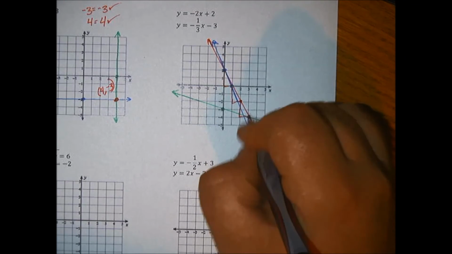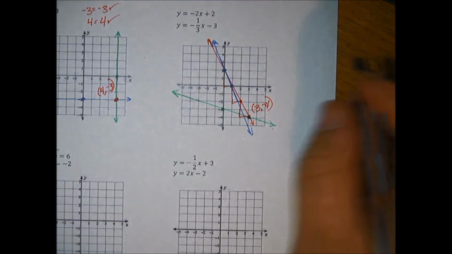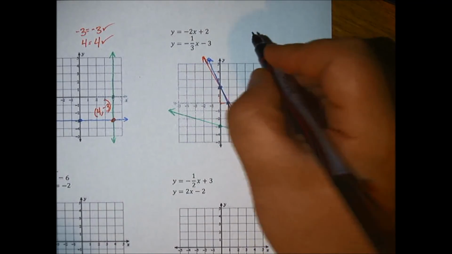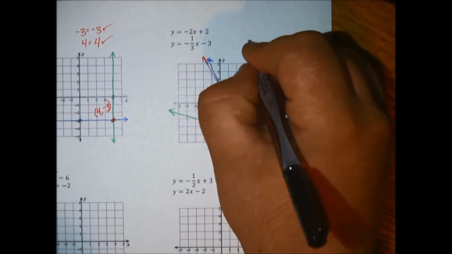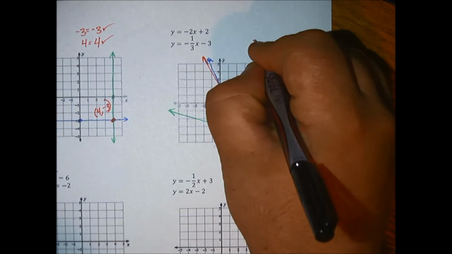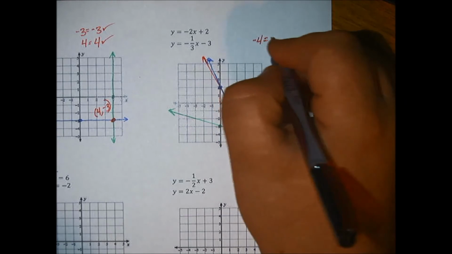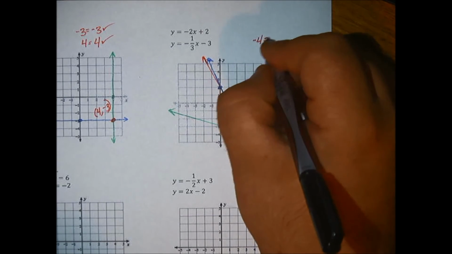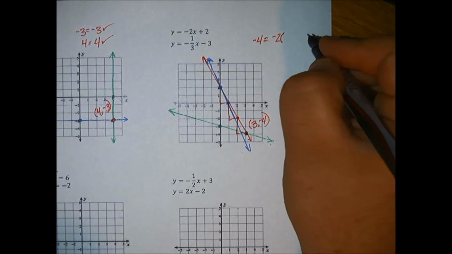But this meets at (3, -4). That's my guess. Let's go ahead and check it. So y coordinate of -4. I'm going to go ahead and write it this way. It's okay to do it this way in slope-intercept form because our variables are on different sides.